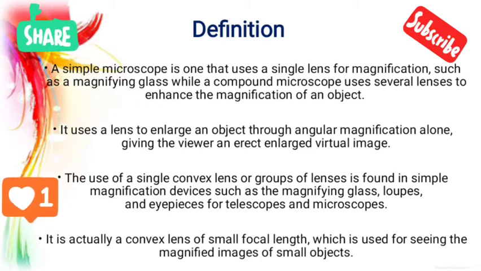The use of a single convex lens or group of lenses is found in simple magnification devices, such as magnifying glasses, loupes, and eyepieces of telescopes and microscopes. It is actually a convex lens of small focal length which is used for seeing the magnified image of small objects.